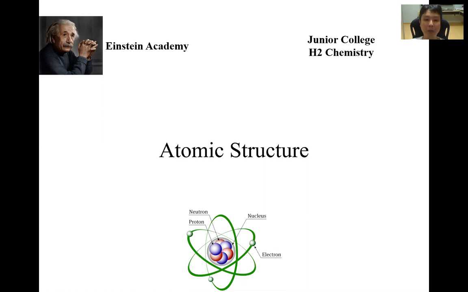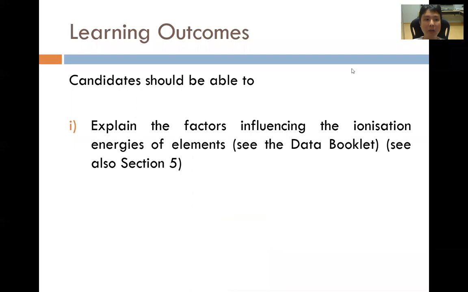In this video, we'll be looking at learning outcome I from the topic of atomic structure from the JC H2 chemistry syllabus. Learning outcome I states that candidates should be able to explain the factors influencing the ionization energies of elements. So the first thing to understand this learning outcome is to define what ionization energies are.